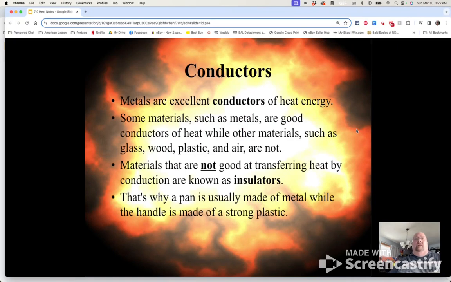Metals are excellent conductors of heat. Some materials, such as metals, are good conductors of heat, while other materials, such as glass, wood, plastic, and air, are not. Materials that are not good at transferring heat by conduction are known as insulators. This is why a pan is usually made of metal, while the handle is made of a strong plastic. The metal heats up, the plastic does not.